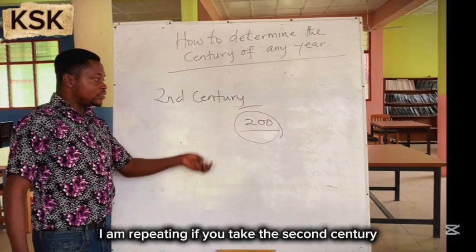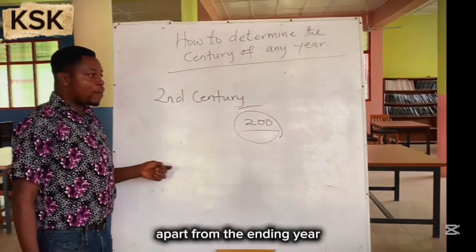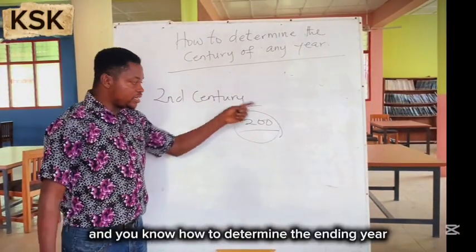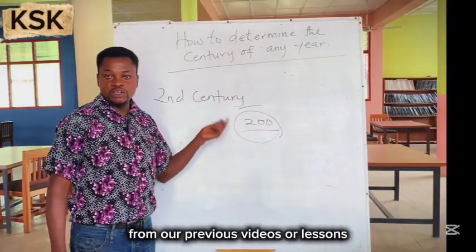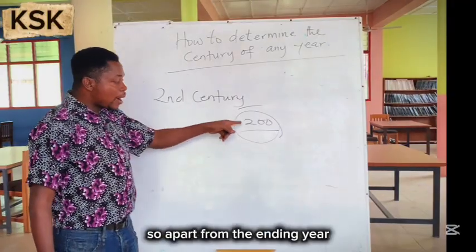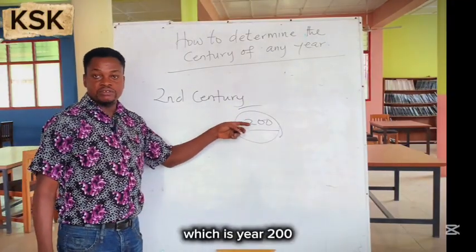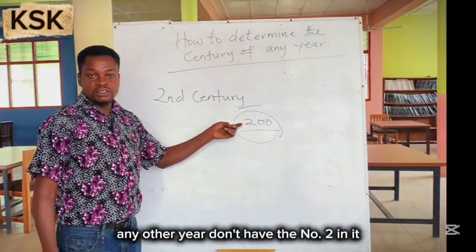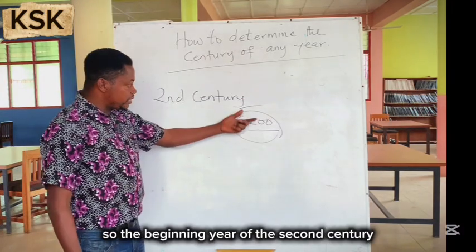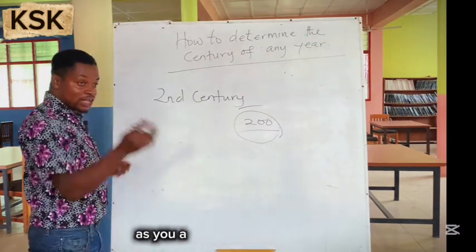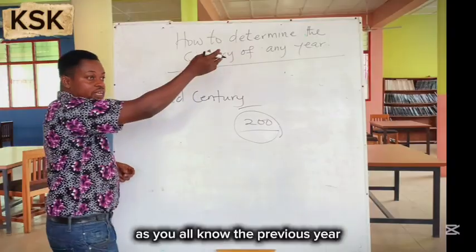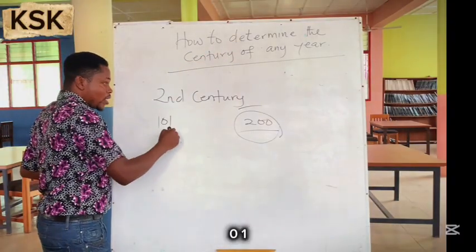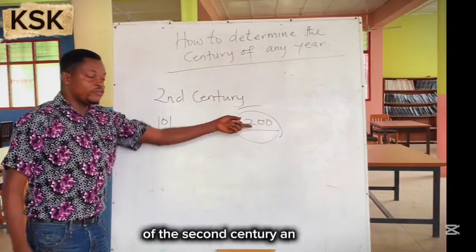I am repeating. If you take the 2nd century, apart from the ending year, which is year 200, and you know how to determine the ending year from our previous videos or lessons. So apart from the ending year, which is year 200, any other year doesn't have the number 2 in it. So the beginning year of the 2nd century, as you all know, the ending year of the previous century is 100. You add 1 to it, you get 101. And that becomes the beginning year of the 2nd century.